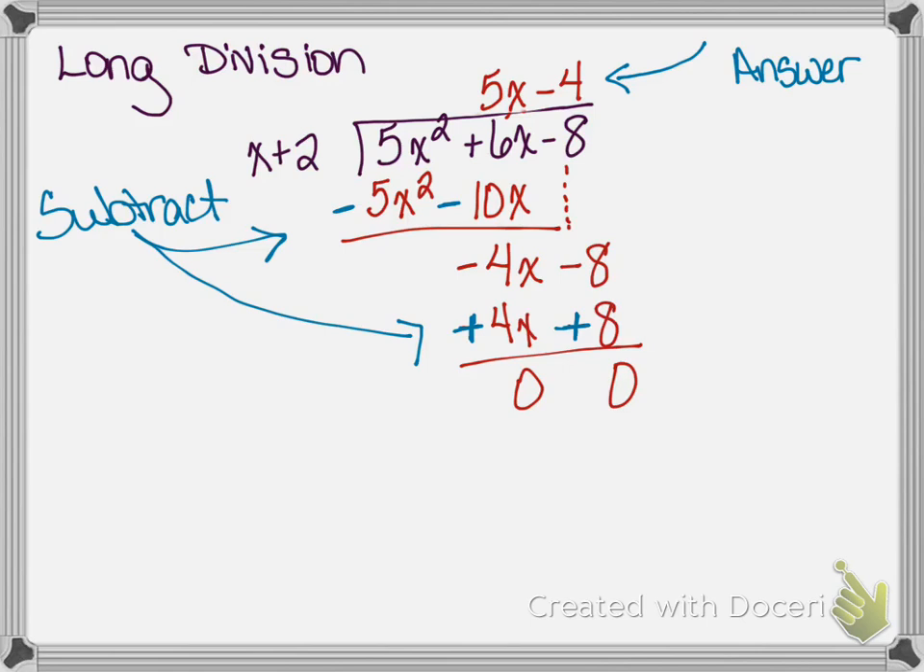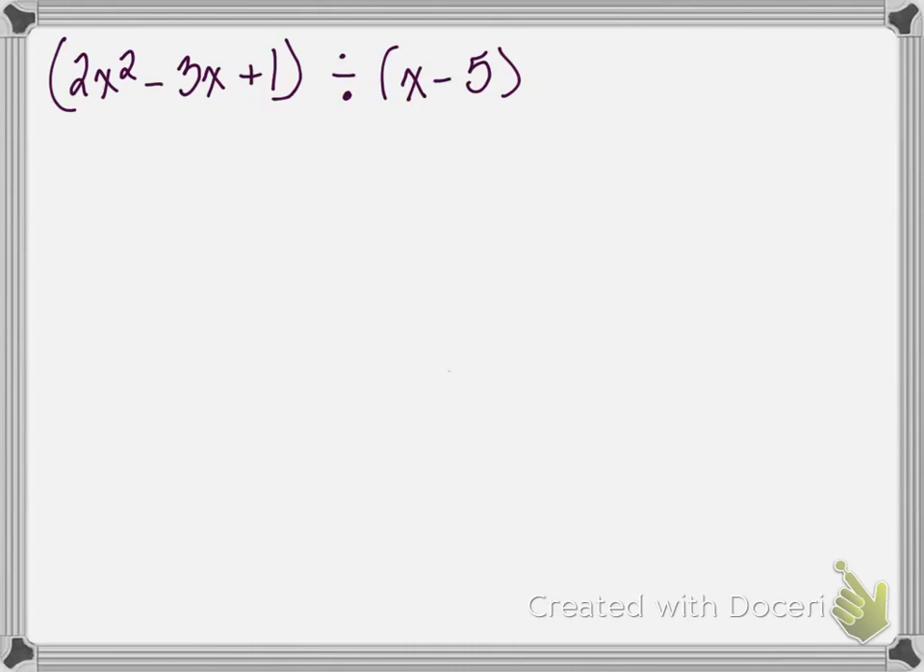Okay. 2x squared minus 3x plus 1 divided by x minus 5. So I am going to put the 2x squared minus 3x plus 1 inside the box. x minus 5 is going to go outside the box.